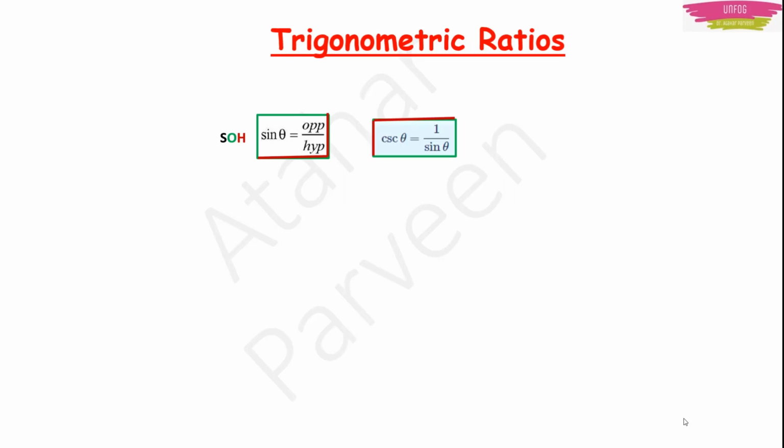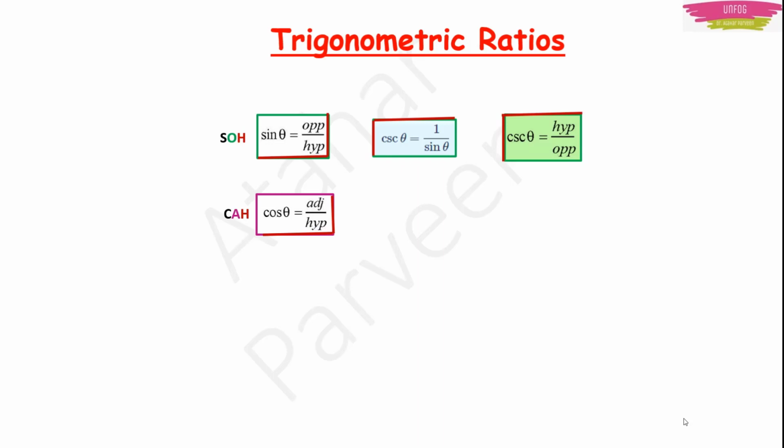Now there is another trigonometric ratio which we call cosec theta. This cosec theta is the reciprocal of sine theta. If I want to write it in terms of the sides of the triangle, I will write it as hypotenuse by opposite side, because it is the reciprocal of sine, right? Next is cos theta. CAH, cos theta is equal to adjacent side by hypotenuse.